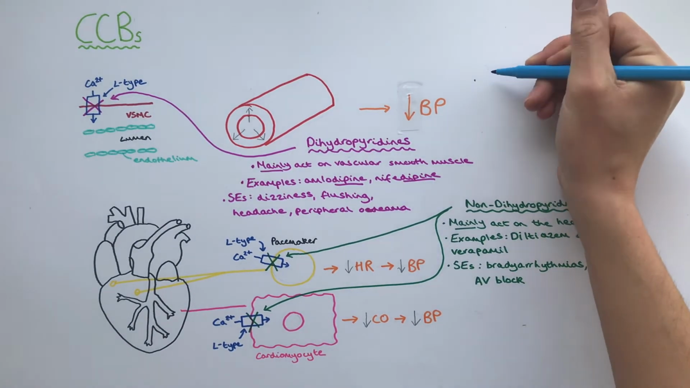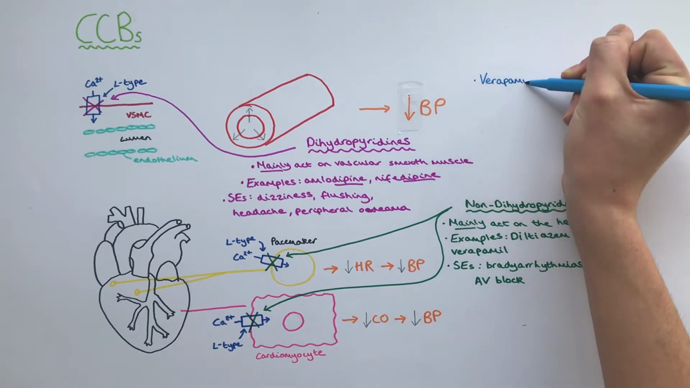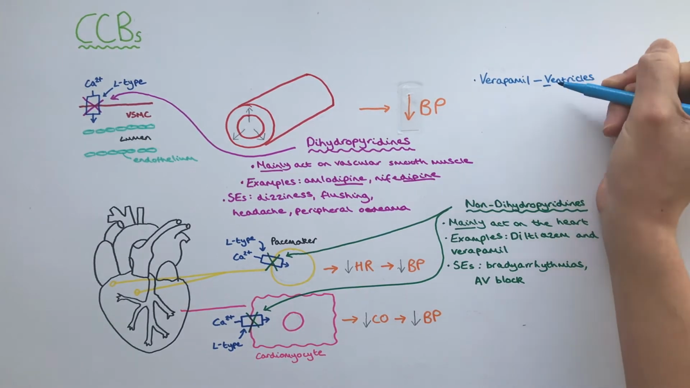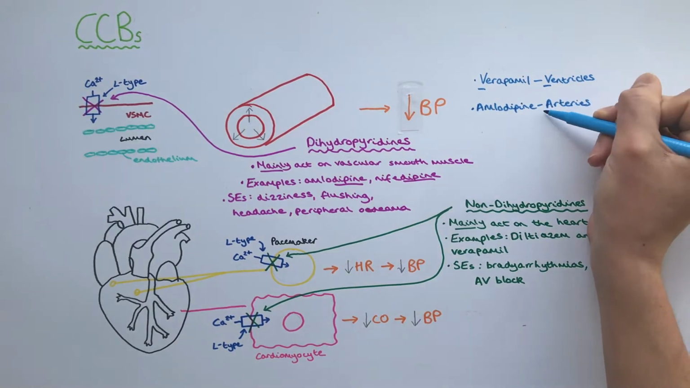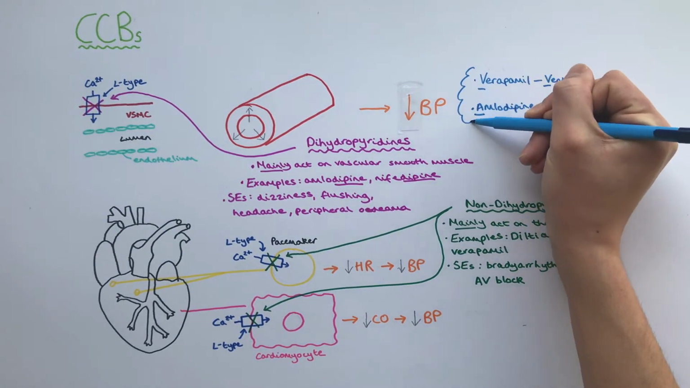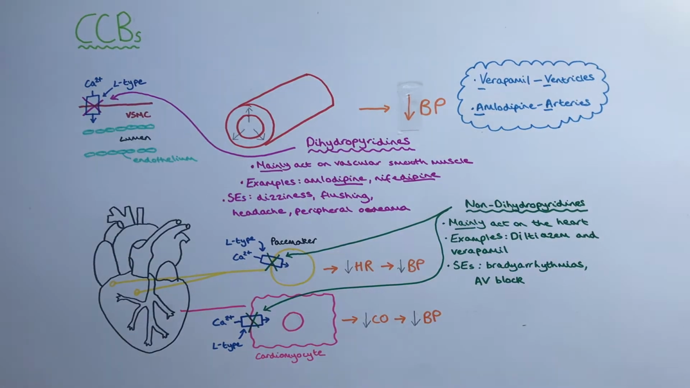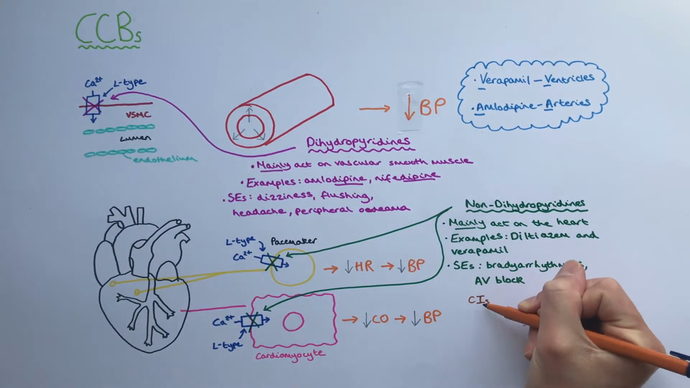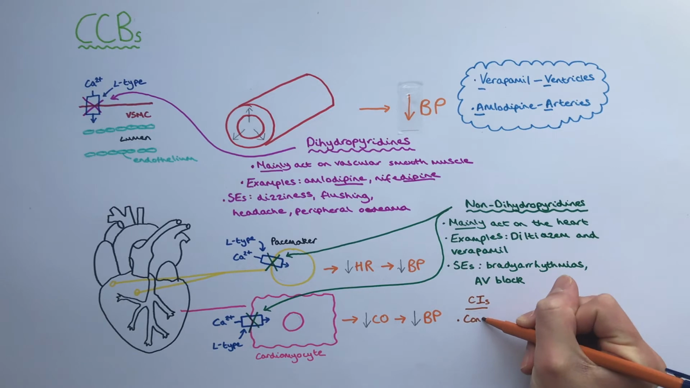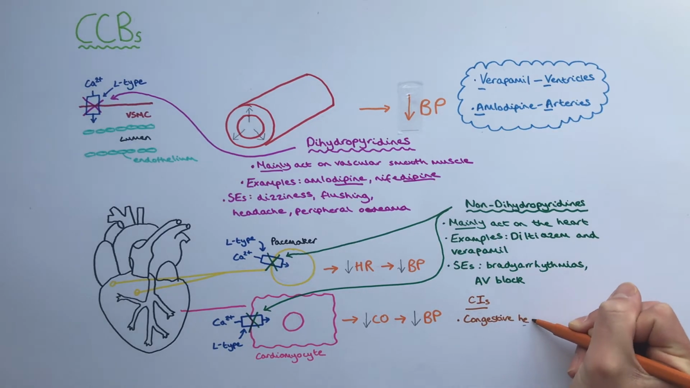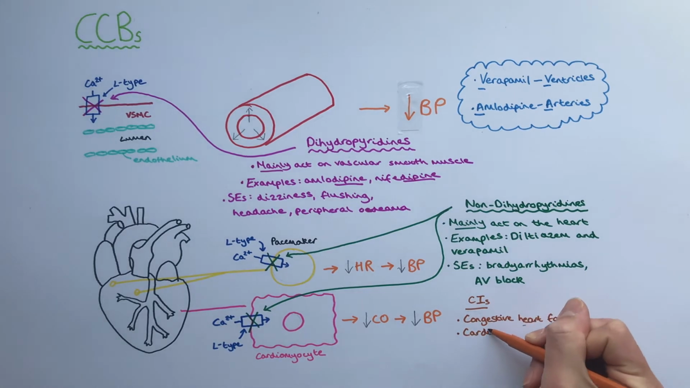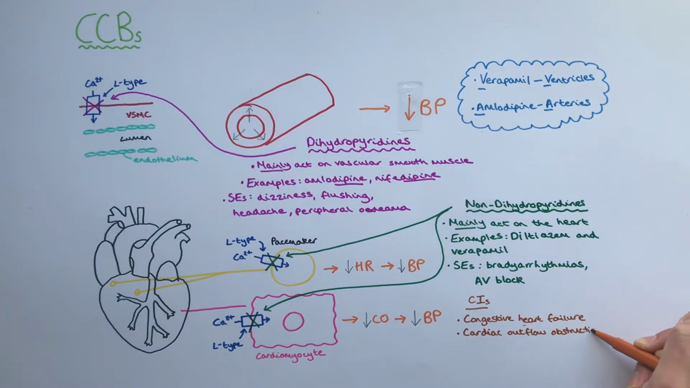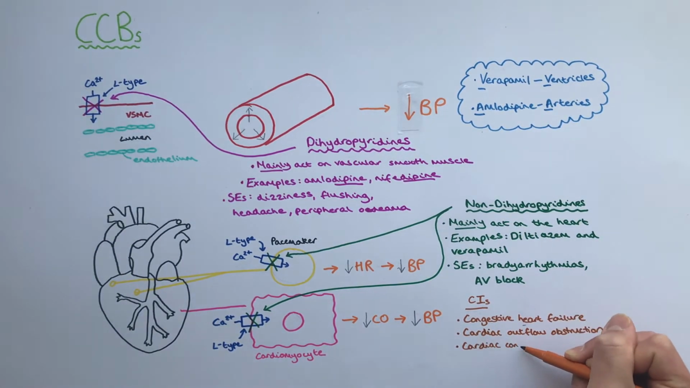A good way of remembering the difference is that verapamil mainly acts on the ventricles, which is V and V, and amlodipine mainly acts on the arteries, which is A and A. Contraindications of calcium channel blockers include congestive heart failure. This is because in heart failure, the strength of contraction is reduced, therefore using calcium channel blockers will reduce this even further, causing more problems. Other contraindications include cardiac outflow obstruction and cardiac conduction disorders.